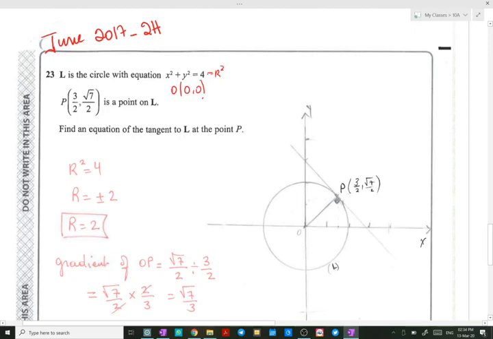P is a point on this circle. They want us to find the equation of the line tangent to this circle at the point P. When the line is tangent to a circle, it is perpendicular to the radius. Since P belongs to the circle, you join OP, it's the radius, and it would be perpendicular to the line that is tangent at the point of tangency P.